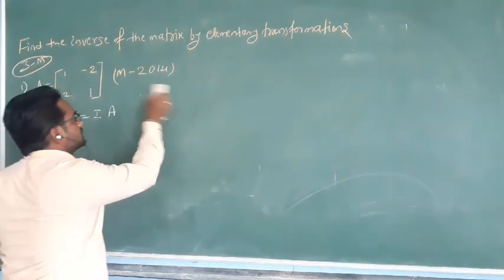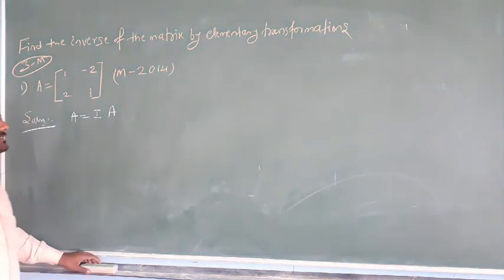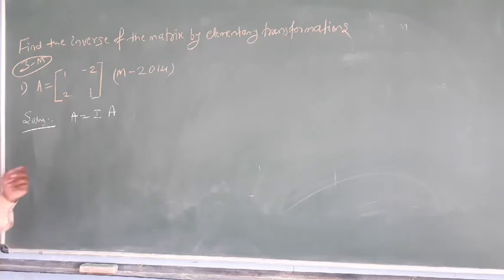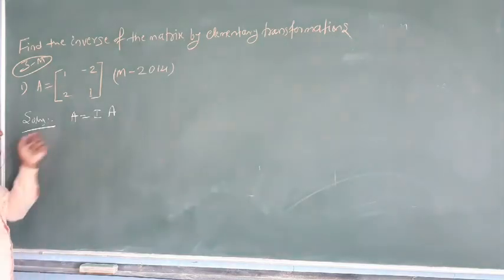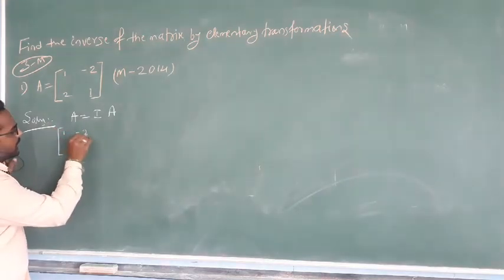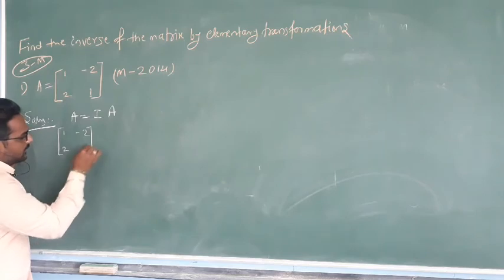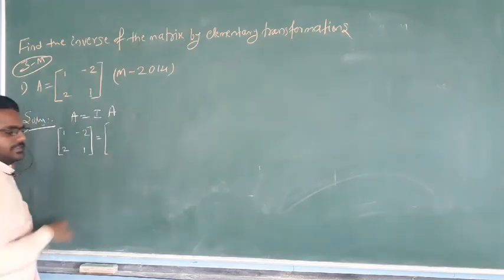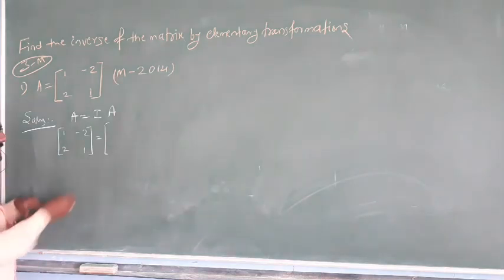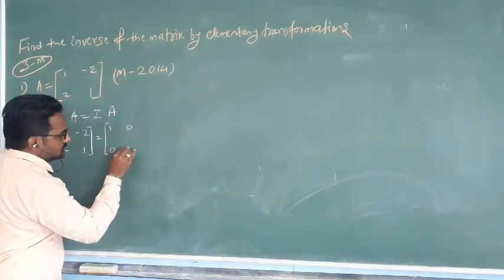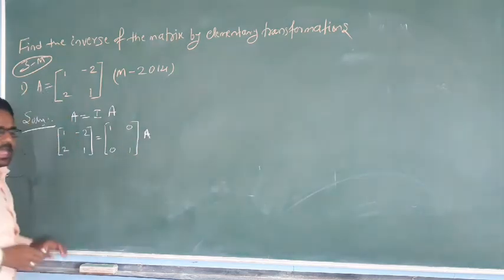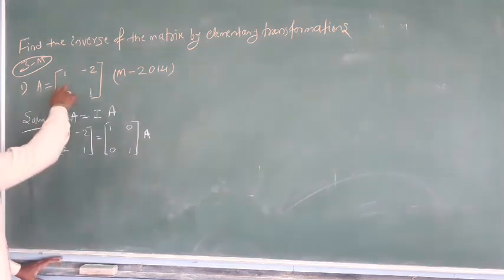Okay. I will find the inverse of this given matrix A by applying row operations. So A equals IA. What is the matrix A? That is 1 minus 2, 2 1, equals I, the identity matrix of the same order as the given matrix A, that is 1 0, 0 1, into A. Don't write the matrix A here, just write A as it is.